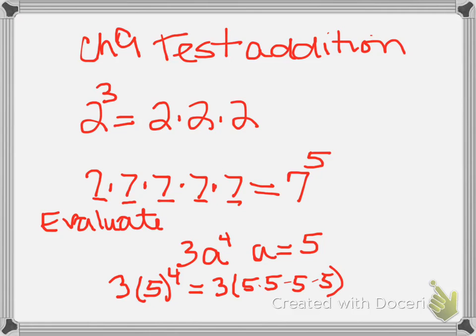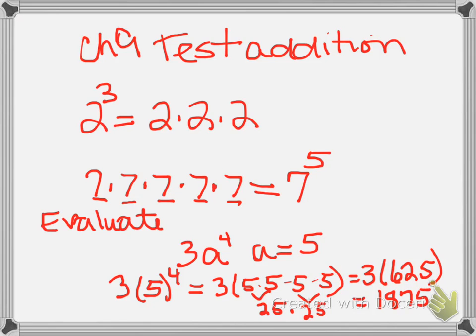While you're evaluating that, the first two 5s, if you multiply, you get 25. And the second two 5s, you get 25. So when you multiply 25 times 25, that really is going to be 3 times 625. If I multiply that out, 3 times 625, that is 1,875. So you would just have to multiply that or use a calculator. That is evaluating using exponents.